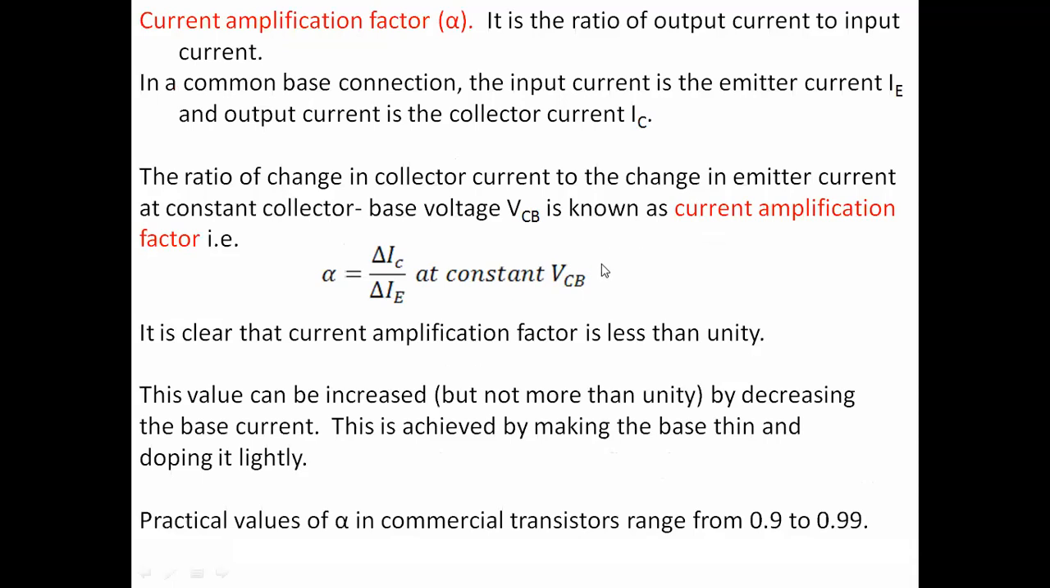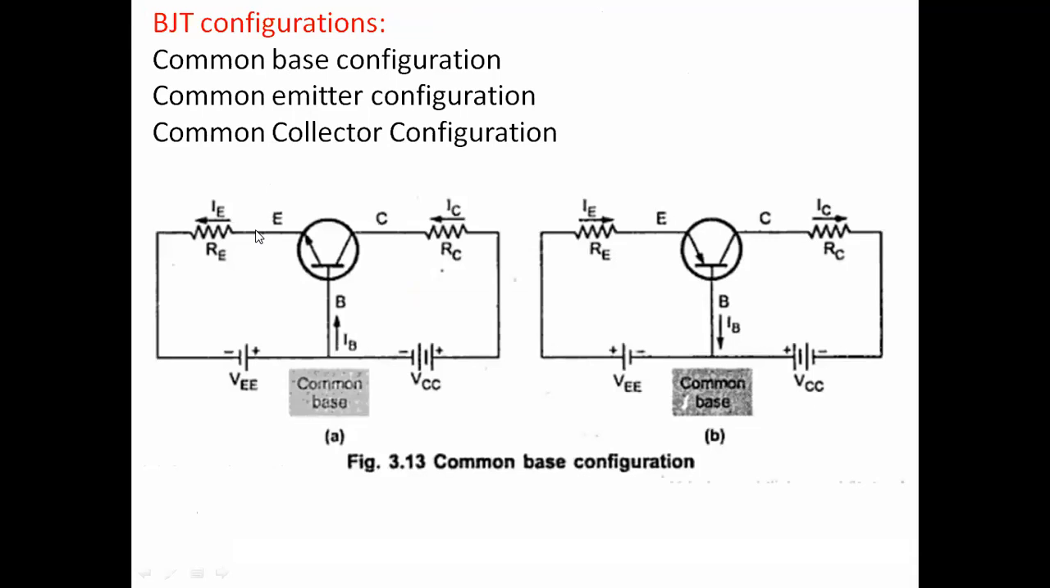Okay, so here there are some equations. That is the current amplification factor, alpha. It is the ratio of the output current to the input current. The input is emitter and base, and this current in between is called the input current, that is IE, and here the output current is IC. So amplification, that is the current gain, is nothing but output by input.